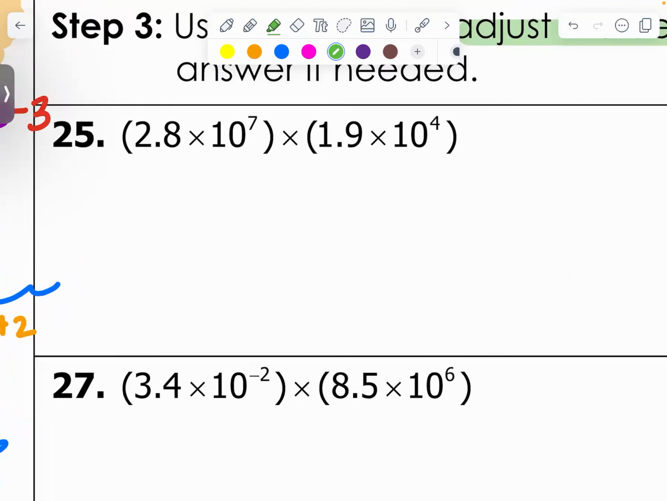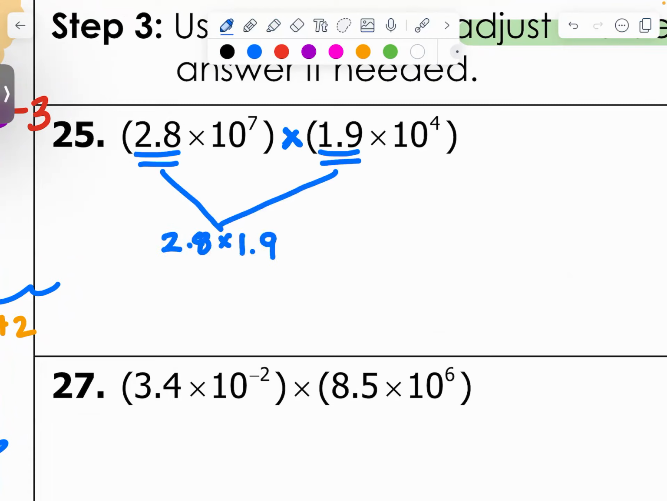Okay, so this is what we're going to do. What operation is in between our two numbers? Multiplication. So what I need you to do is take 2.8 times 1.9. We're taking these two numbers right here and we're multiplying them. Jacob, you got 5.32. And I know Kale did also, but I can't say everybody.